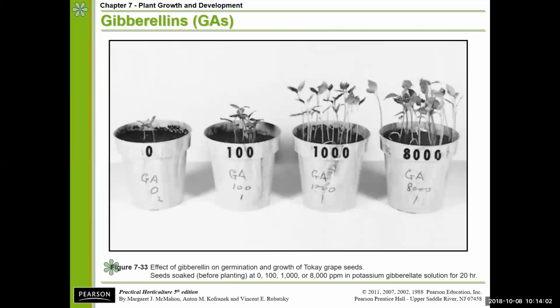It can also affect the germination of plants too. So here we have gibberellic acid on grape seeds. As you can see, the higher the rate of application of gibberellic acid, the more germination we have, and also the more vigorous the seedlings are.